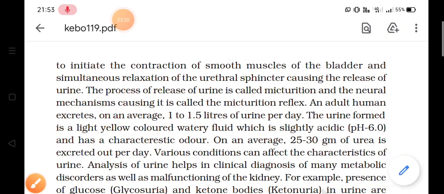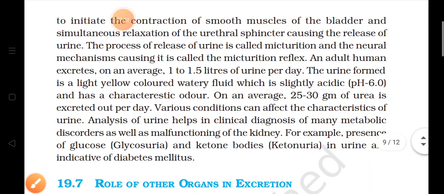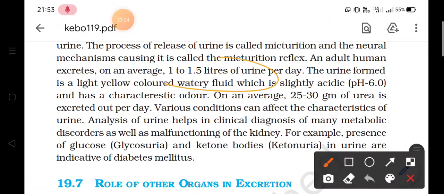And we have talked that an adult man produces 1 to 1.5 liters of urine per day, and urine is light yellow in color, slightly acidic, and has a characteristic odor, meaning it has some particular smell. Urea is present, about 25 to 30 grams of which is excreted per day, and various conditions also affect the color or the concentration of the urea in the urine.